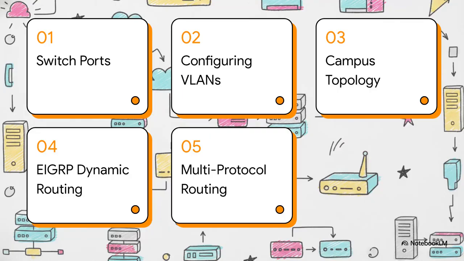Here's our blueprint for today. 1. Switch ports, access versus trunk. 2. Designing and configuring VLANs. 3. Enterprise campus topology layers. 4. Inside EIGRP dynamic routing. And finally, 5. Mastering multi-protocol routing.